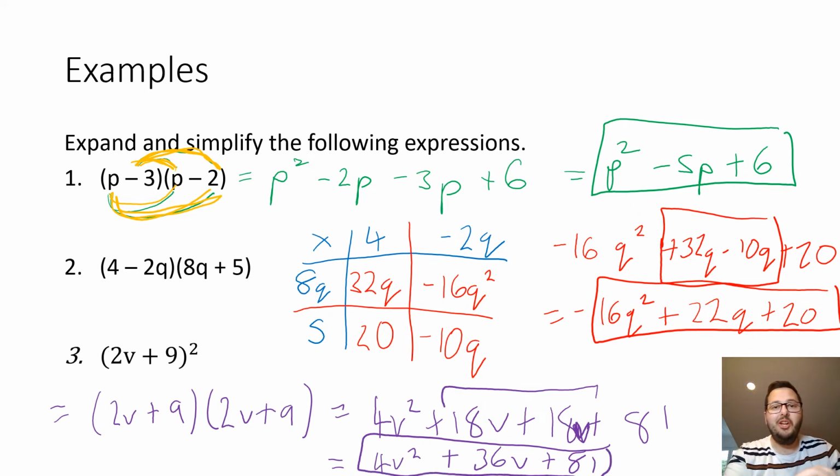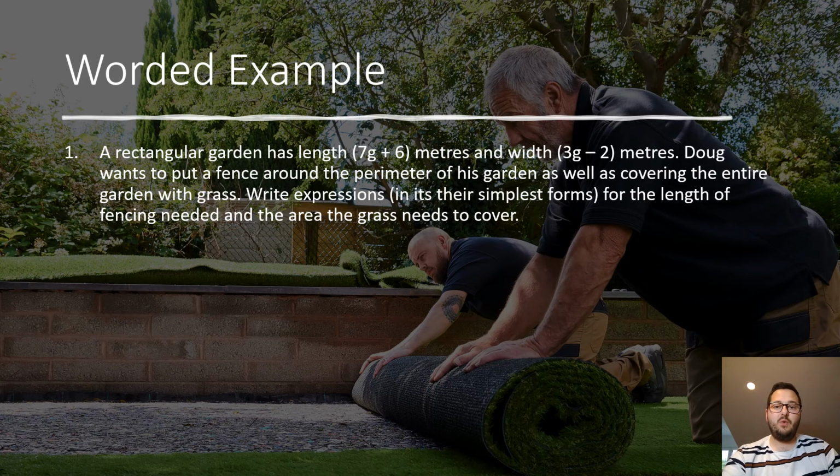Okay, great. All right, so let's just have a go at a worded example to finish off. So feel free to have a go. A rectangular garden has length 7g plus 6 meters and width 3g minus 2 meters. Doug wants to put a fence around the perimeter of the garden, as well as covering the entire garden with grass. Okay, we want to write expressions in their simplest form for the length of fencing needed and the area the grass needs to cover. So in their simplest forms.